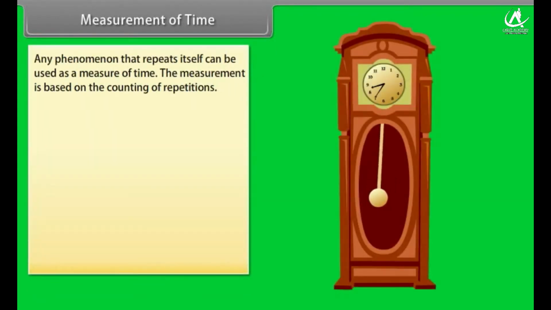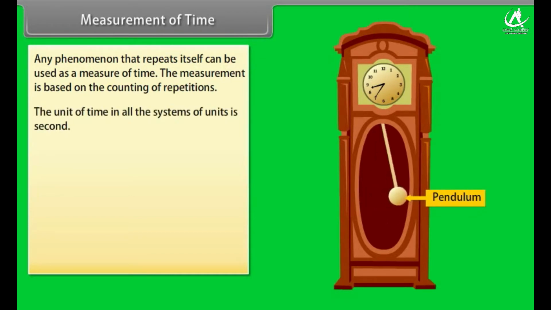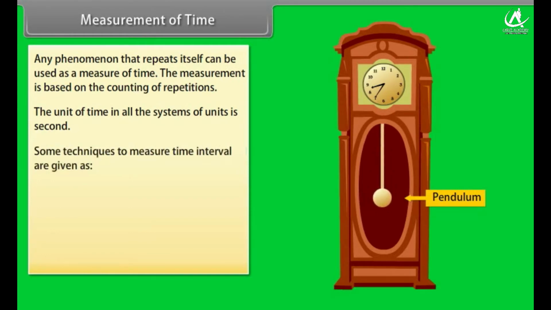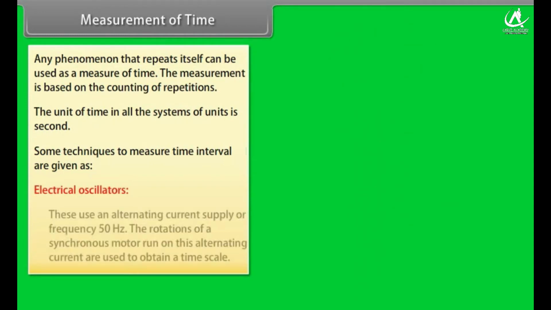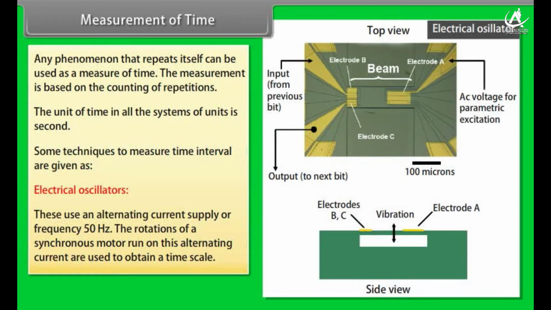Measurement of time. Any phenomenon that repeats itself can be used as a measure of time. The measurement is based on the counting of repetitions. The unit of time in all the systems of units is second. Some techniques to measure time interval are given. Electrical oscillators: these use an alternating current supply of frequency 50 Hz. The rotations of a synchronous motor run on this alternating current are used to obtain a time scale.